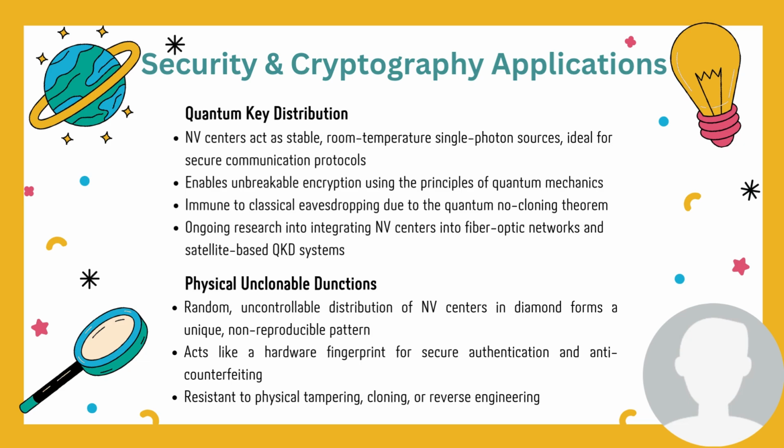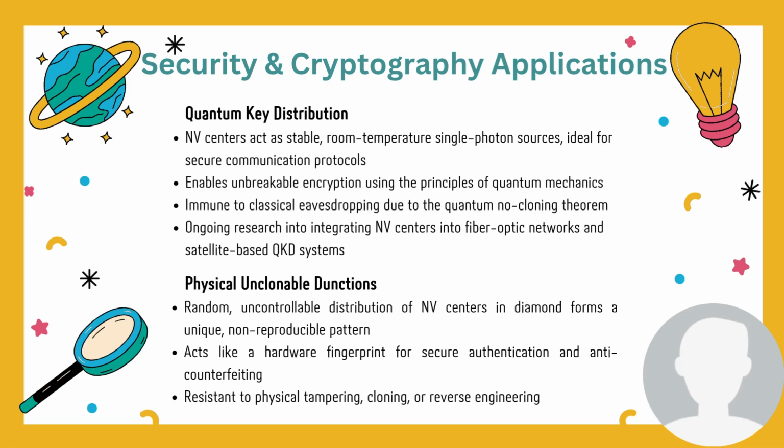First, quantum key distribution. QKD enables the secure exchange of cryptographic keys by harnessing the laws of quantum mechanics. NV centers in diamond are ideal for this because they can act as reliable room temperature single photon sources. These photons are used to encode the key bits during transmission. What makes QKD fundamentally secure is the no cloning theorem. It's physically impossible to perfectly copy a quantum state.